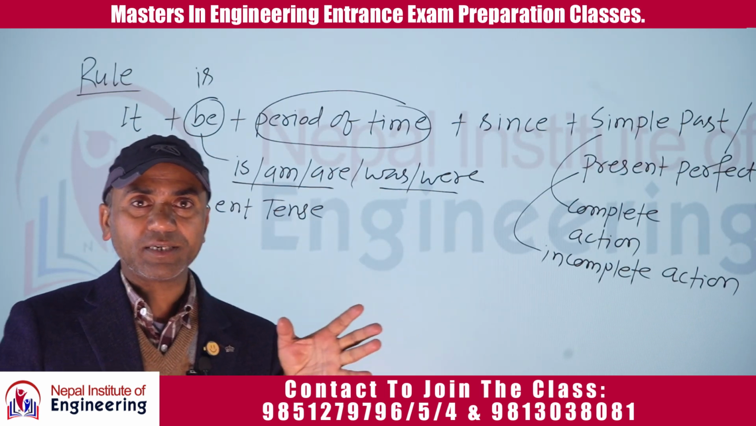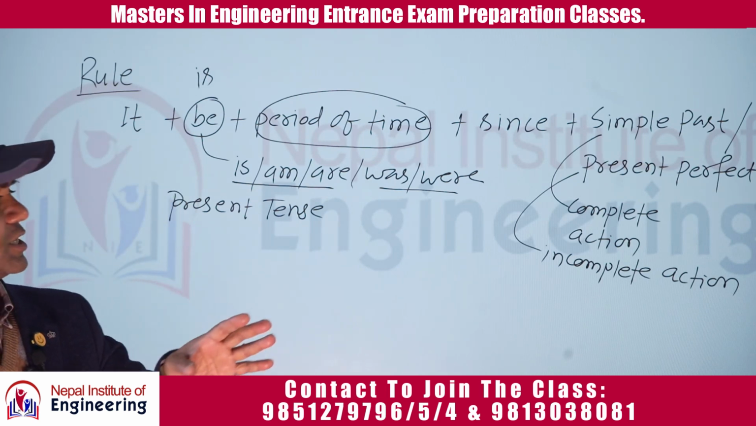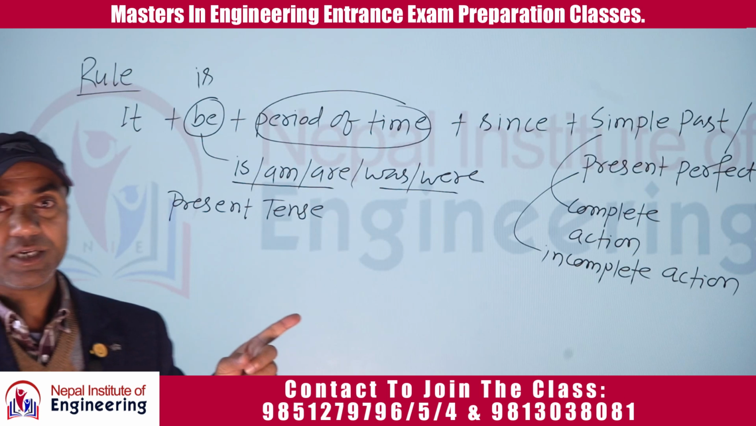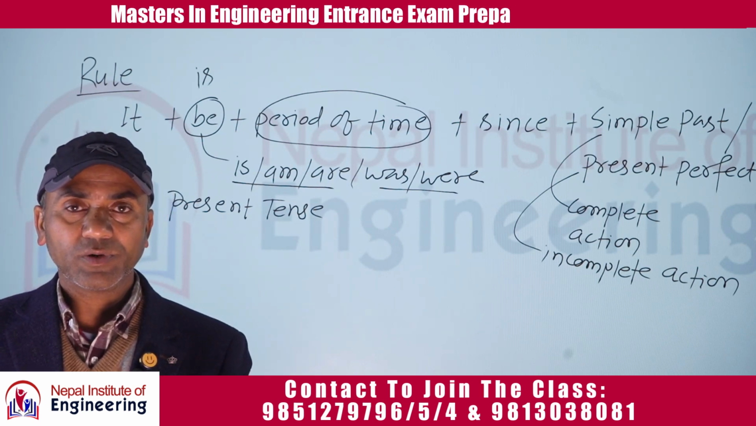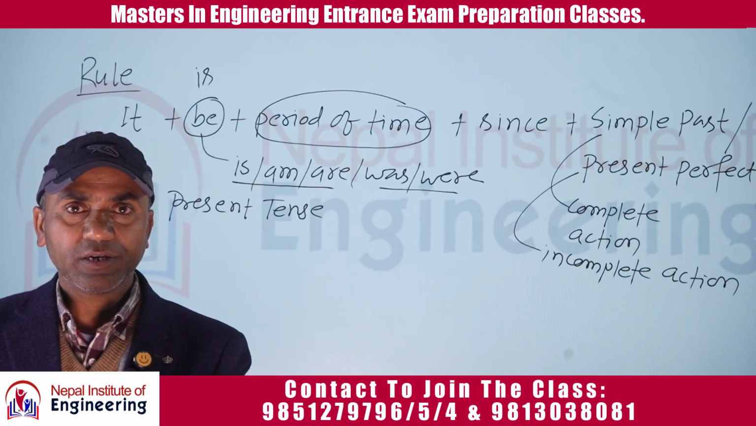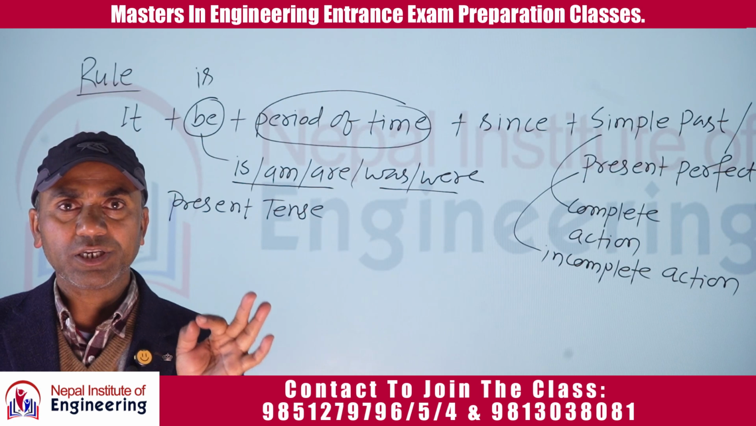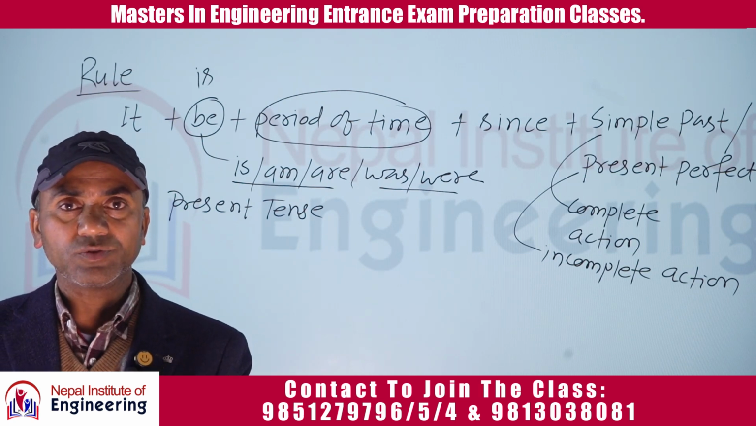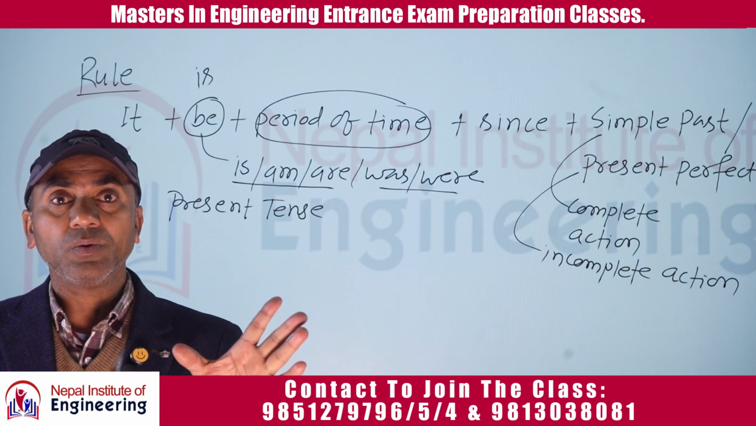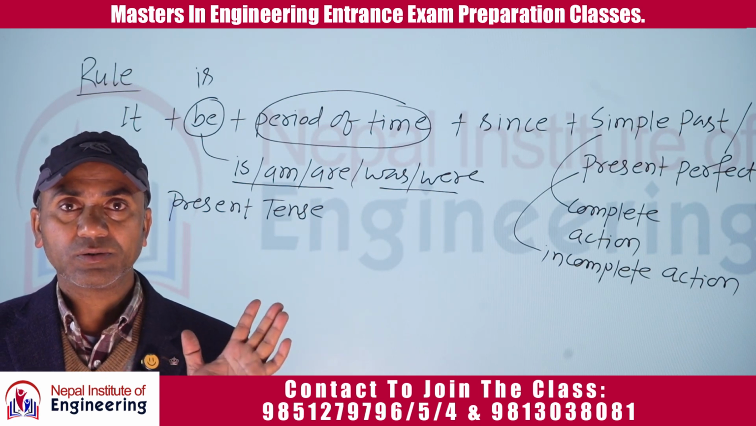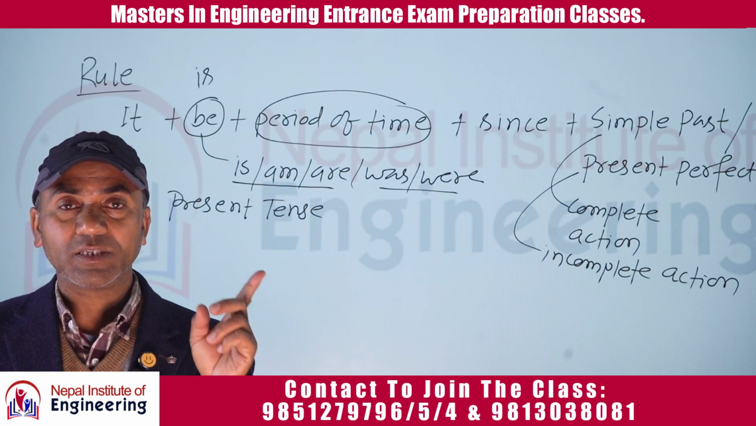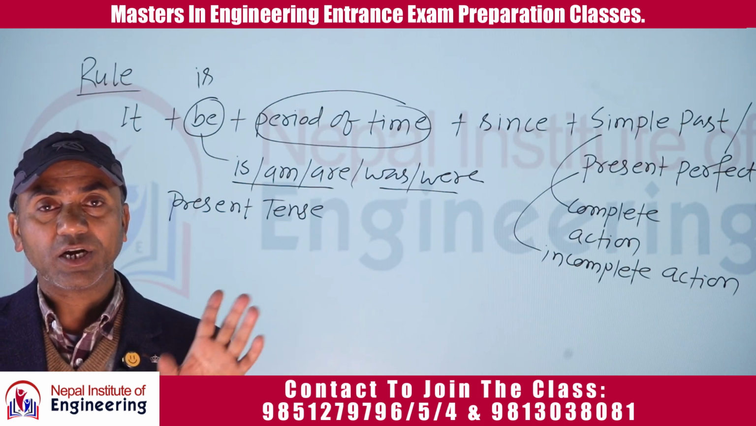So look at the first sentence. It is 3 years since he committed suicide. What is there? They or he? They is there. It is 3 years since they committed suicide. It means they committed suicide 3 years ago. Action complete. It is 3 years since they committed suicide. It means they committed suicide 3 years ago.